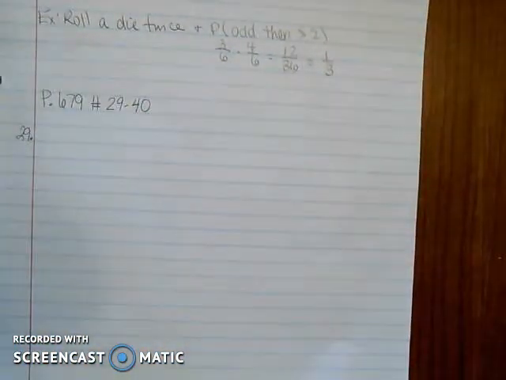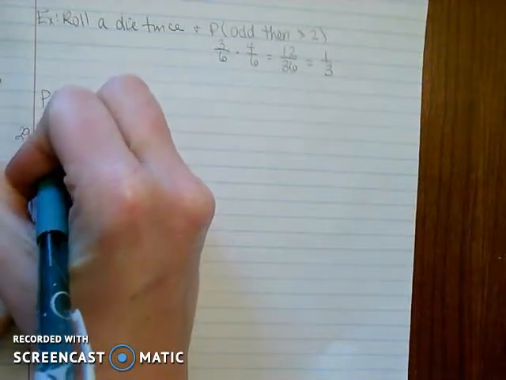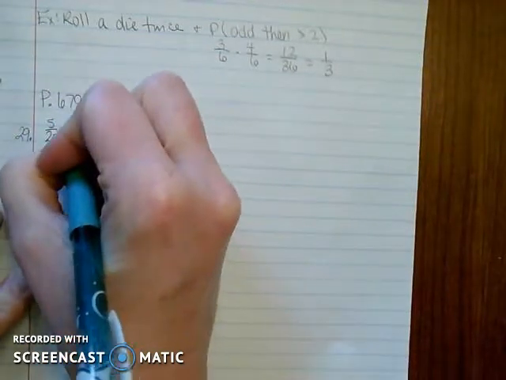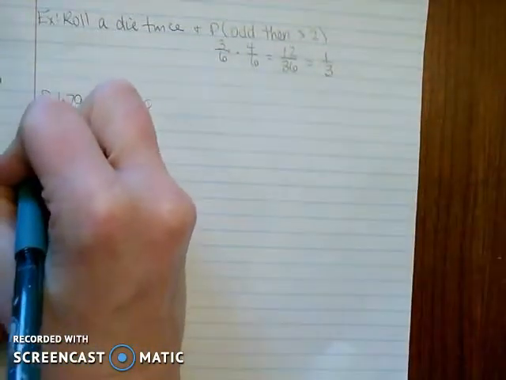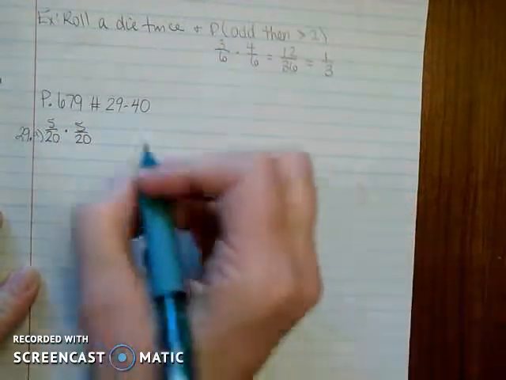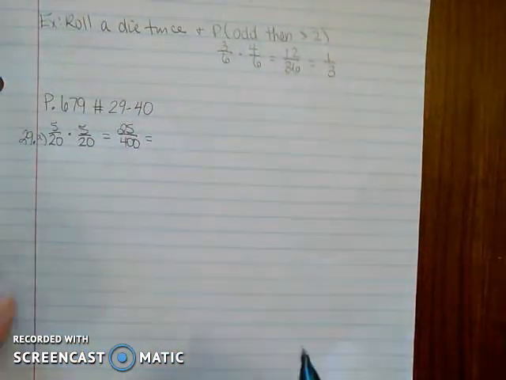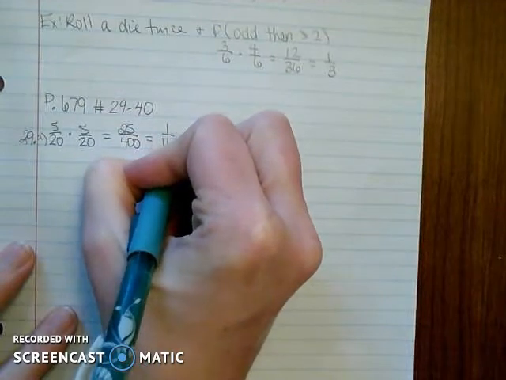What they want us to do for 29 through 36 is answer questions twice: first with replacement and second without replacement. Just to save some time, I'm not going to write this all out. So 29 wants them both to show birds. So 5 out of 20 of them are birds times another 5 out of 20, because that's with replacement. Our first card wants to be a bird and our second card wants to be a bird. So that's 25 out of 400, which simplifies to 1 out of 16.